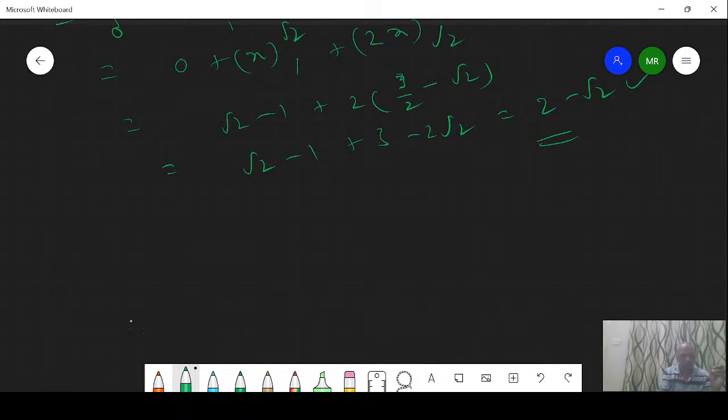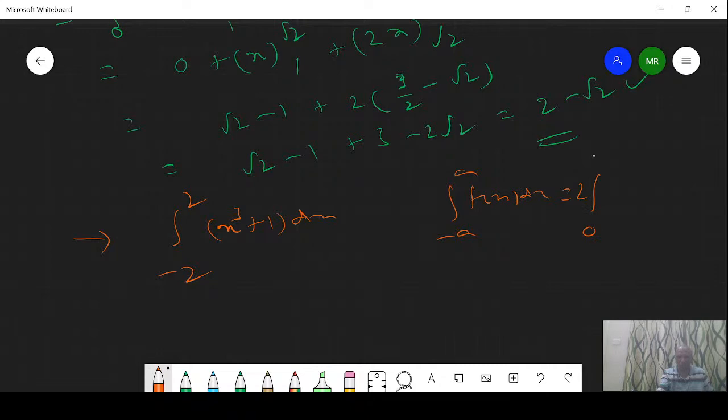When I am doing the next problem, integral minus 2 to 2, I can write this is x cube plus 1 dx. Whenever you see the integral from minus a to a of f of x dx, remember: it is equal to 2 times the integral from 0 to a of f of x dx when f of x is an even function, and equal to 0 when f of x is an odd function, correct?